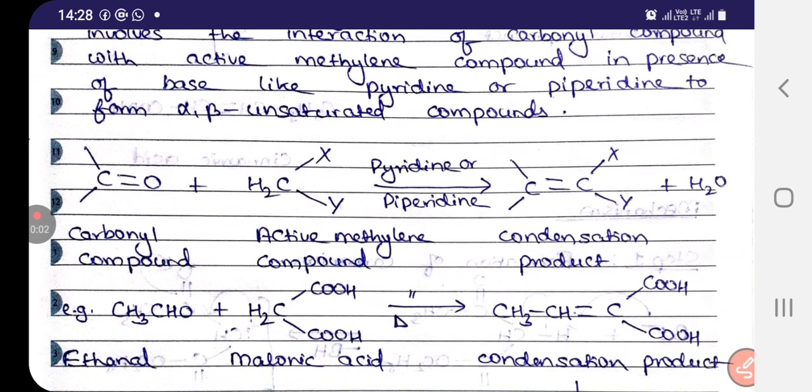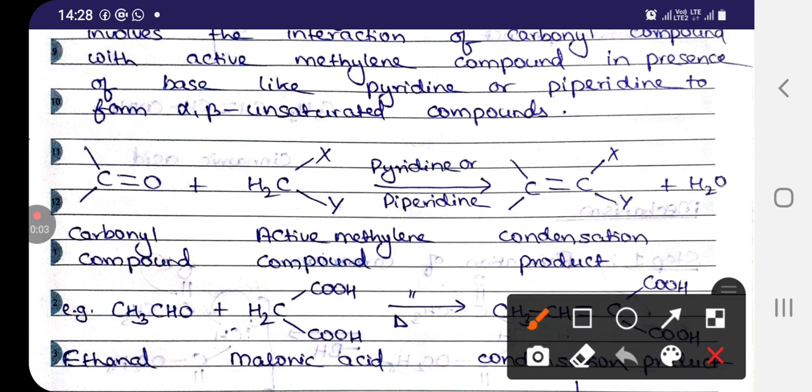On your screen you can see that this is the carbonyl compound, everybody knows about it, and this is active methylene compound. So what are active methylene compounds? When a CH2 group is attached with electronegative groups or electronegative atoms, which may be of similar type or different type, in that condition Knoevenagel reaction takes place, and such types of compounds are said to be active methylene compounds, and the reaction is carried out in presence of bases like pyridine or piperidine.